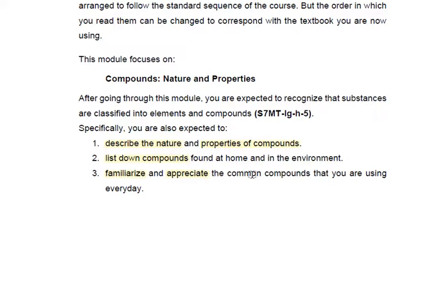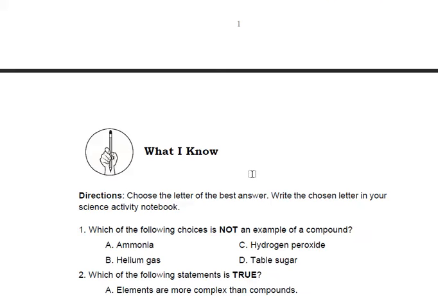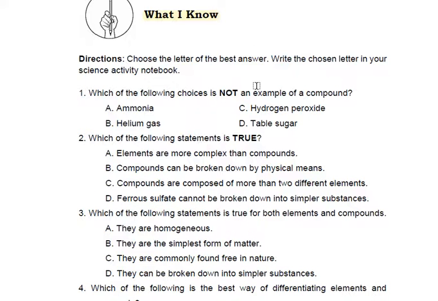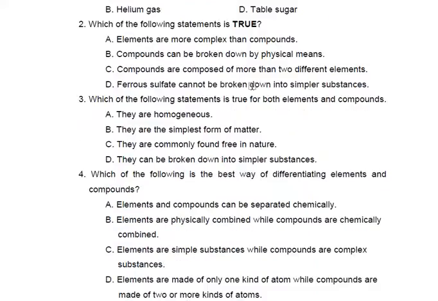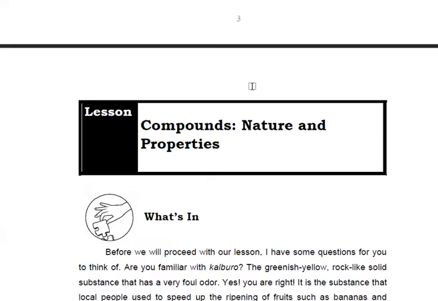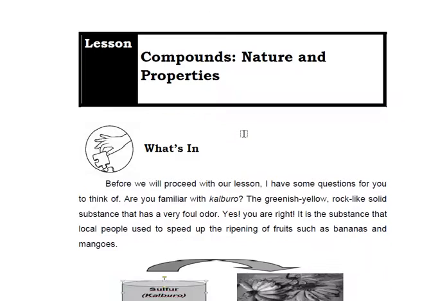So let's begin. First, you have to answer what I know. So this is your pre-test. On your yellow pad paper, write, of course, your name and section. And this is day 4 and this is your first activity or pre-test. No? So this is 15 items. Just write down the letters of your answer. Okay? Capital letters. So after doing that, let us learn about compounds.